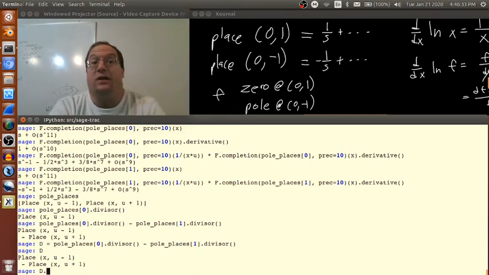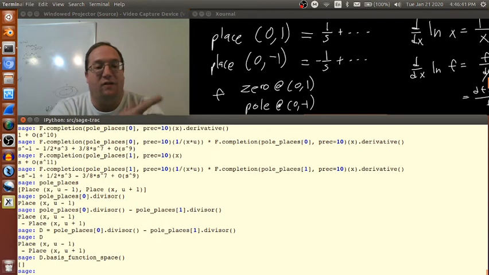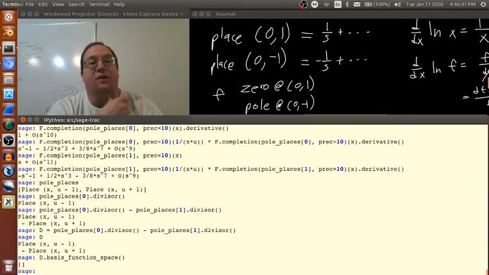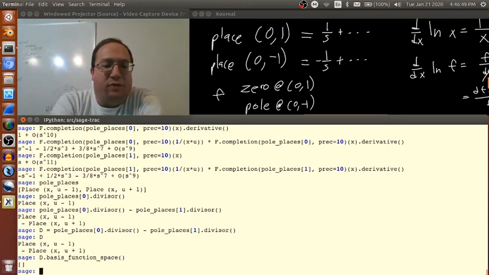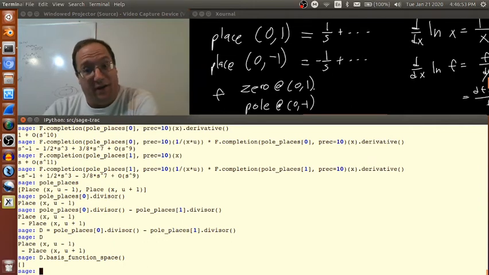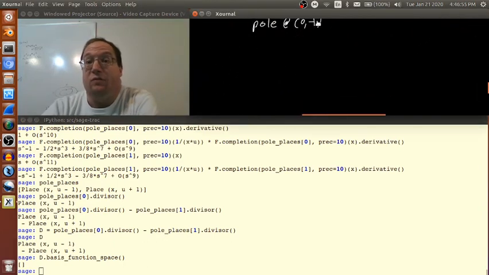And that's not a trivial calculation, but we have a built-in function in Sage on our function field code called basis function space. So it looks like we're out of luck. We do not have any rational function on this curve that has a 0 here and a pole here. However, that is not the end of the story.